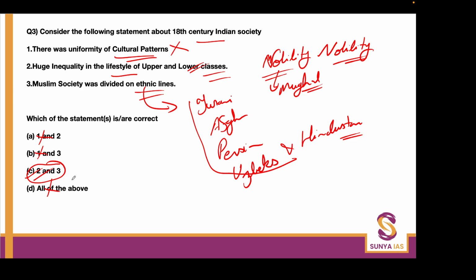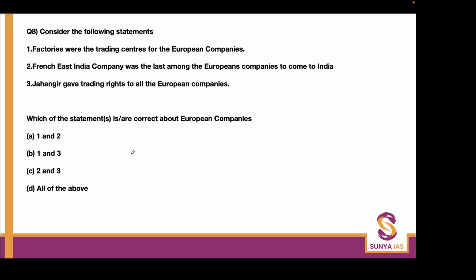But as we have discussed, even if you just knew the first answer, which is more of a general factual thing instead of historical information, then also you would have been able to mark this answer correctly. Now, the next question. Consider the following statement. Factories were the trading centers for the European companies. French East India Company was the last among the European companies to come to India, and Jahangir gave trading rights to all European companies. Which of the statement is correct about European companies?